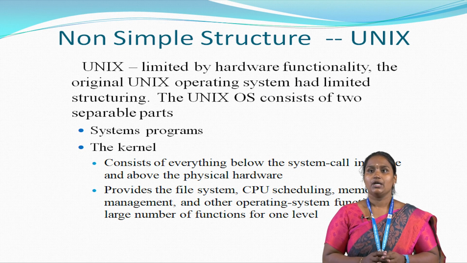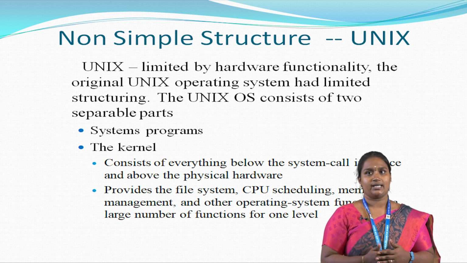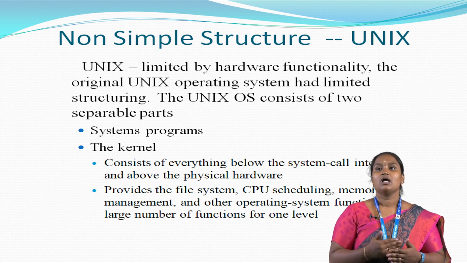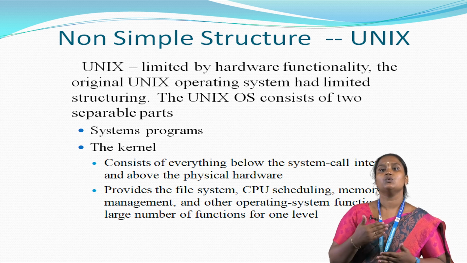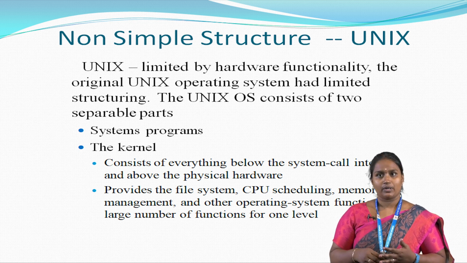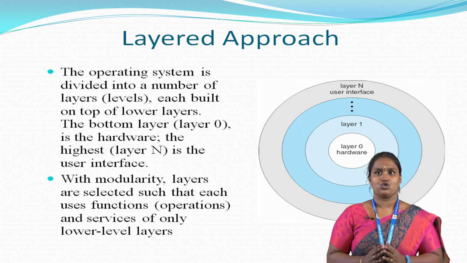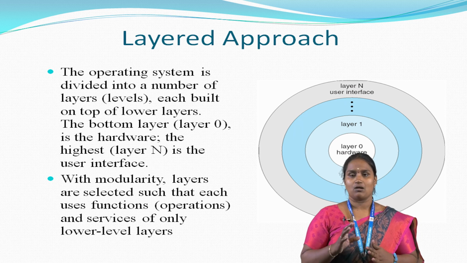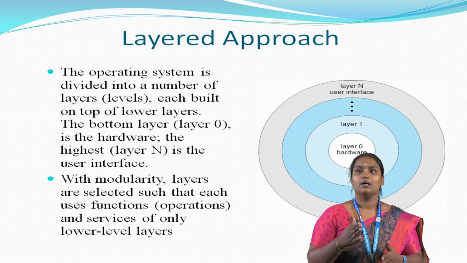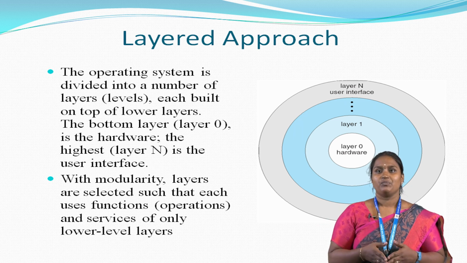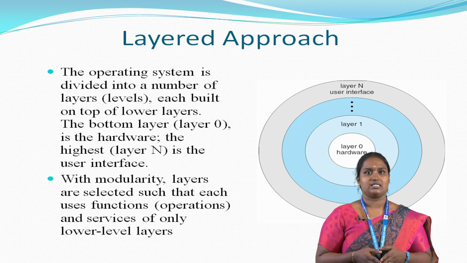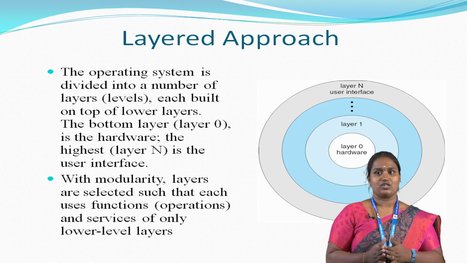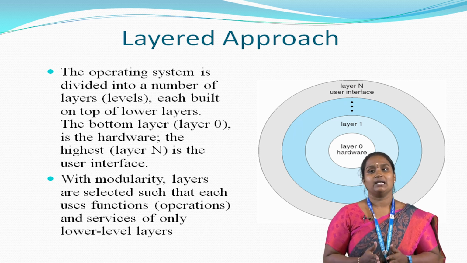Non-simple structure: UNIX, limited by the hardware functionality. The original UNIX operating system had limited structuring. The UNIX operating system consists of two separable parts, the system programs and the kernel. The layered approach: the operating system is divided into a number of layers, each built on top of the lower layer. The bottom layer is the hardware, the highest is the user interface. With modularity, layers are selected such that each uses the functions and services of only lower-level layers.